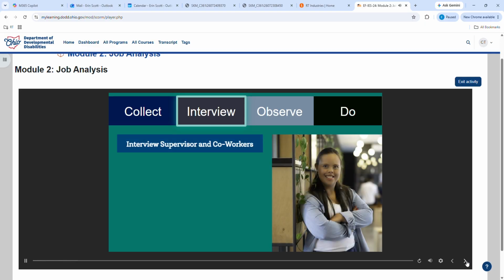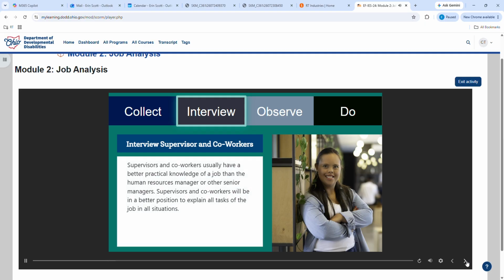Interview supervisor and coworkers. Supervisors and coworkers usually have a better practical knowledge of a job than the human resources manager or other senior managers. Supervisors and coworkers will be in a better position to explain all tasks of the job in all situations.